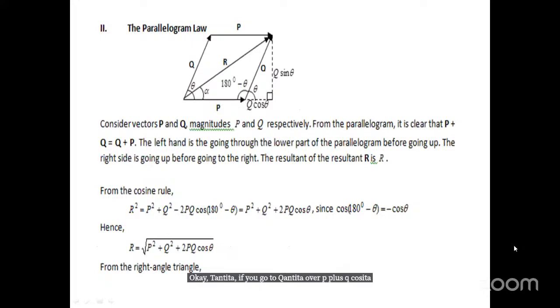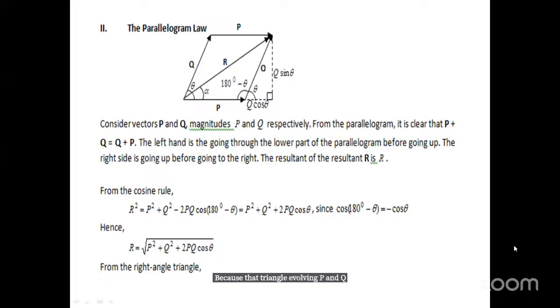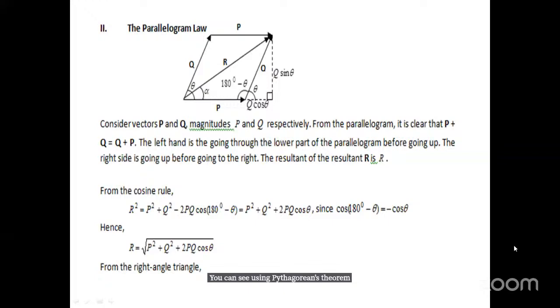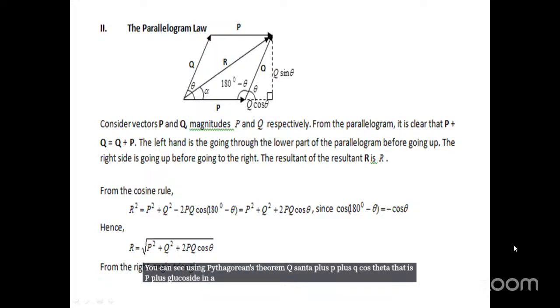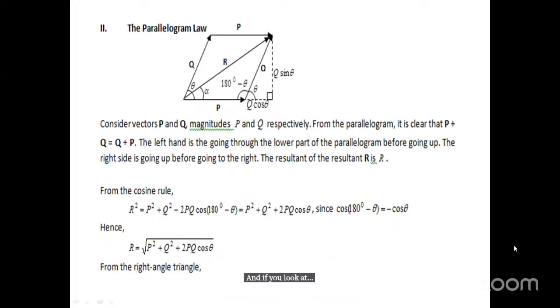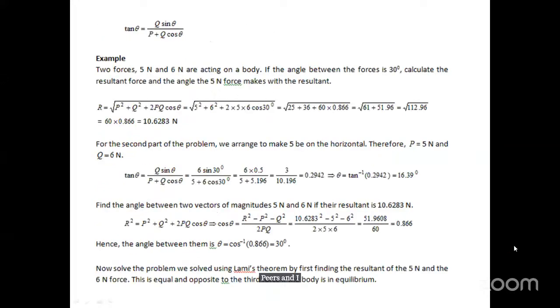Tan alpha will be equal to Q sin theta over P plus Q cos theta. Let's go back to that page. Consider the triangle involving P plus Q cos theta, and then the vertical part being Q sin theta. It forms another right angle triangle. Using Pythagoras theorem, P plus Q cos theta in a bracket, all squared, plus Q squared sin squared theta will be equal to R squared. And if you look at tan of alpha, it's going to be Q sin theta over P plus Q cos theta.